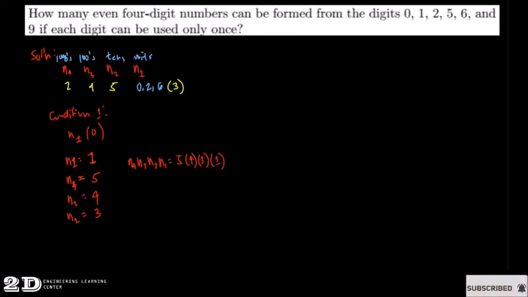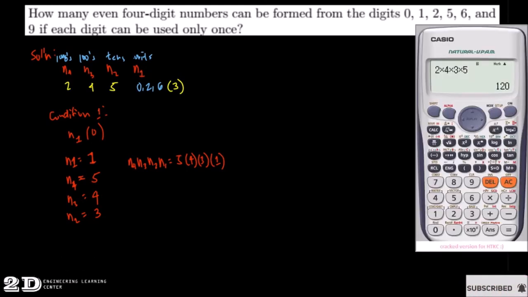Using again our calculator, 5 times 4 times 3 times 1, we have 60. So this is equal to 60 ways. That is for the first condition. Now for condition number 2.